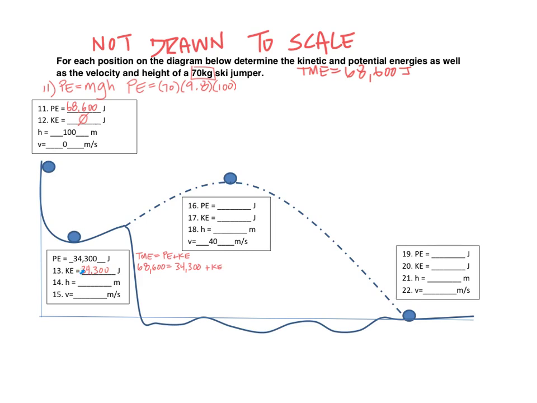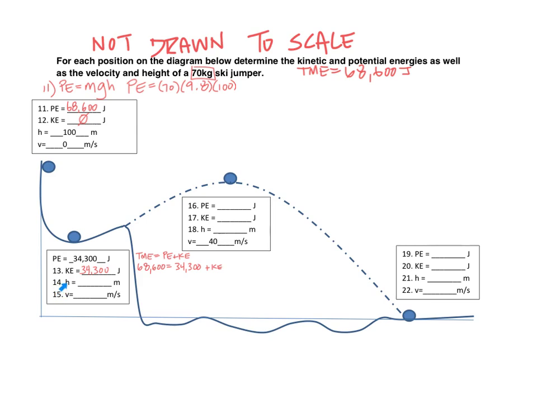This 34,300 plus 34,300 add up to equal 68,600. So what this is showing me is that at this point, the object is approximately halfway down its path. It's halfway between the highest point and the lowest point down below. Okay? So with the potential energy and kinetic energy, now you have the factors that will allow you to solve for height and velocity.